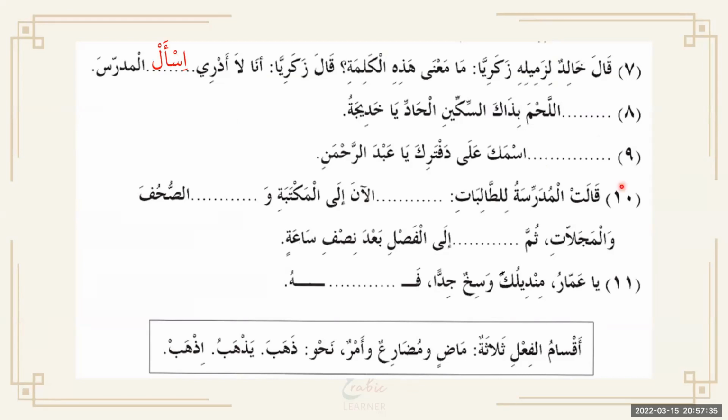Okay. داش اللحم بذاك السكين الحاد يا خديجة. Okay, so dash اللحم. اللحم means meat. بذاك السكين الحاد. What is the meaning of السكين الحاد? Sharp knife. Good. It is not man'ud. Ya Khadijatu. Okay, so what will be the fi'l here? اقطعي, ما شاء الله. اقطعي. Very good. اقطعي اللحمة. Cut the meat with that sharp knife, oh Khadija.